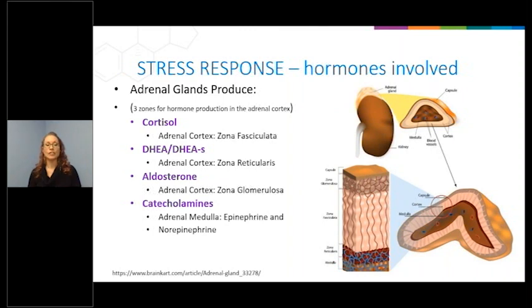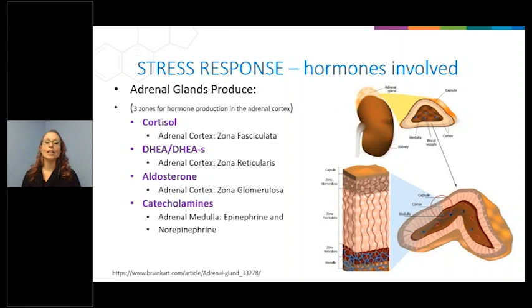The DHEA and DHEAS also come from the adrenal cortex. They come from the zona reticularis, which is on the further bottom part of that diagram. And then we also have aldosterone. We don't really think of that when we're thinking about stress hormones, but aldosterone is important. It comes from the zona glomerulosa. This can influence your salt and potassium, and can influence your blood pressure, which is important when we're thinking about stress and stress response.